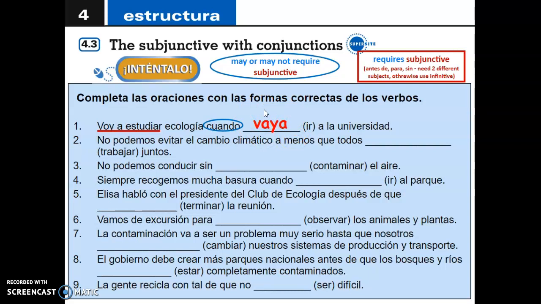All right, number 2. No podemos evitar el cambio climático a menos que todos blank juntos. All right, let's decide what is our conjunction here. A menos que. Which one is it? Is it a required subjunctive or may or may not? Look at your notes. Hopefully you see it's one that requires subjunctive. Easy peasy lemon squeezy. Yep, we're gonna do the trabajen.